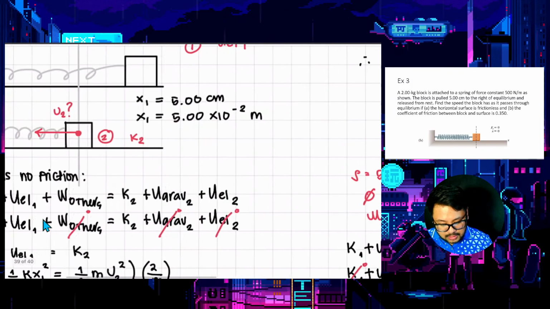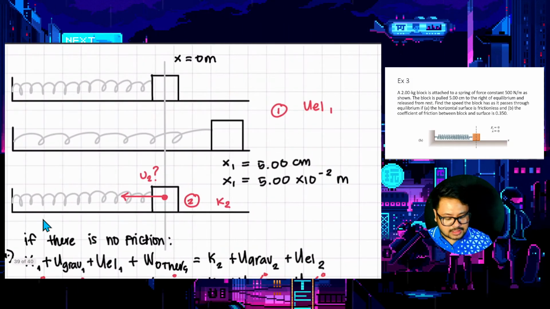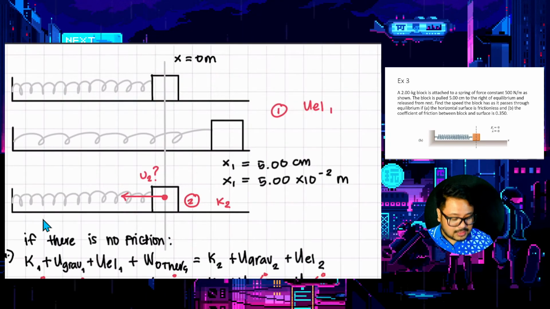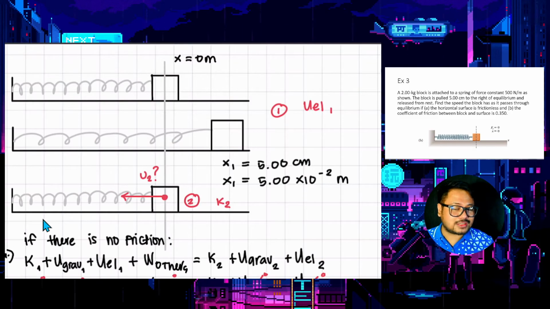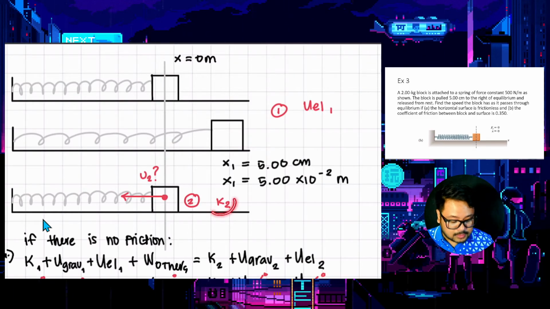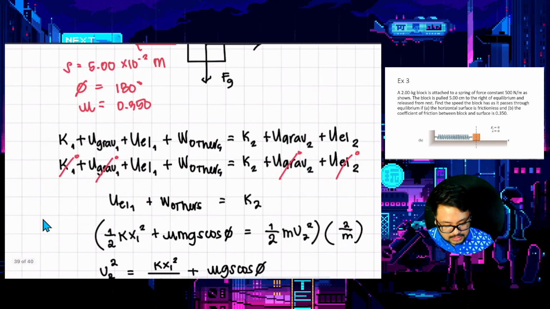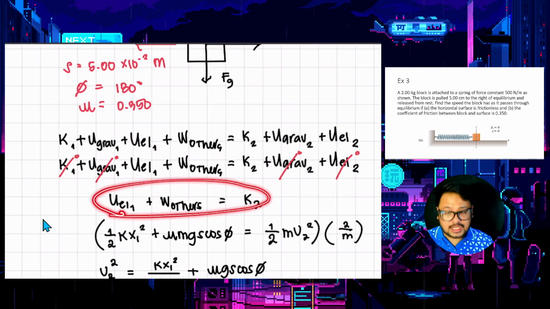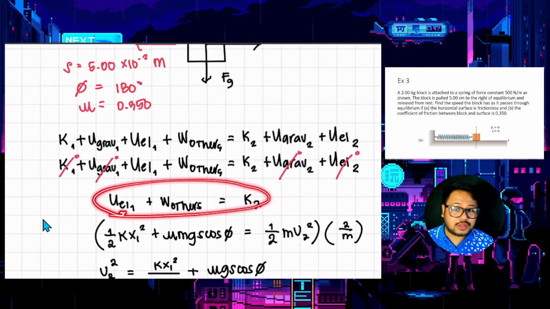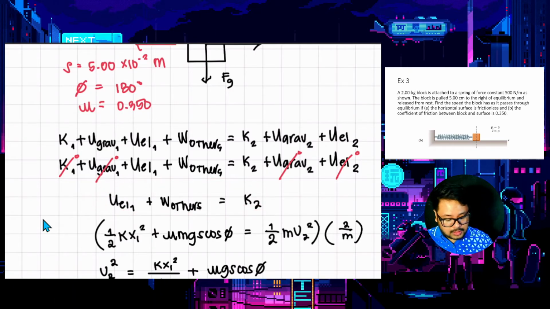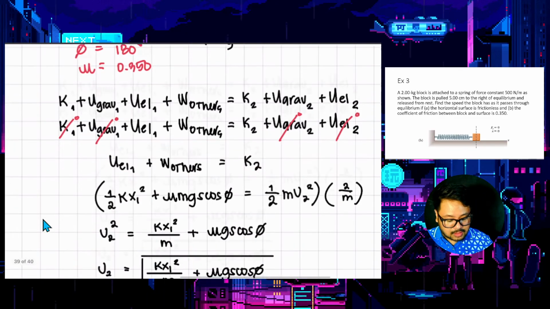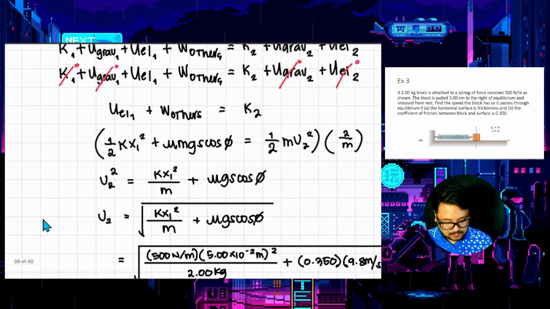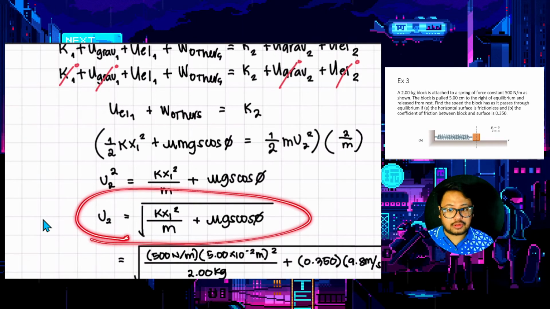So since there is work done by other forces, what will happen now is that the elastic potential energy is now added with the work done by other forces, or work done by friction, and is equal to K2. Basically, elastic potential energy at point 1, plus work done by other force or work done by friction, is equal to K2. Doing algebra and substituting our work done by other forces, we now have this final equation, wherein we will be substituting all of our values here.